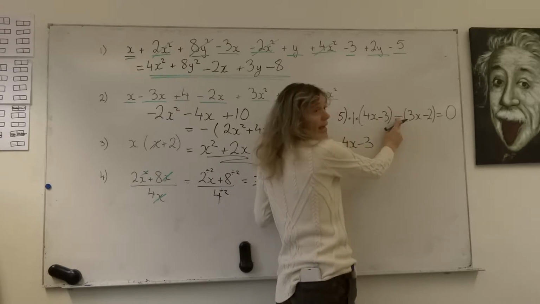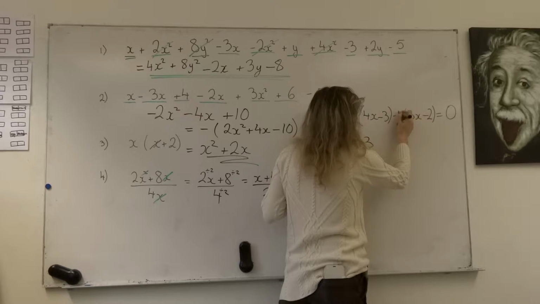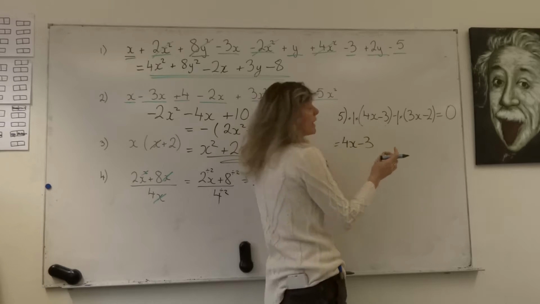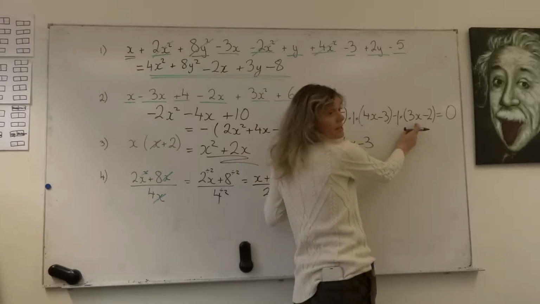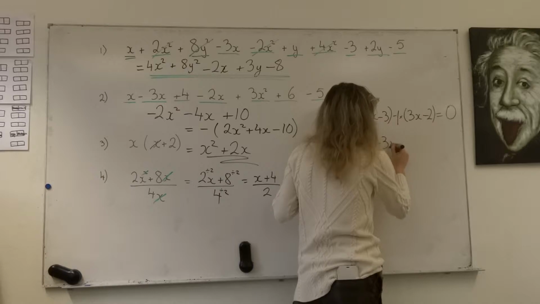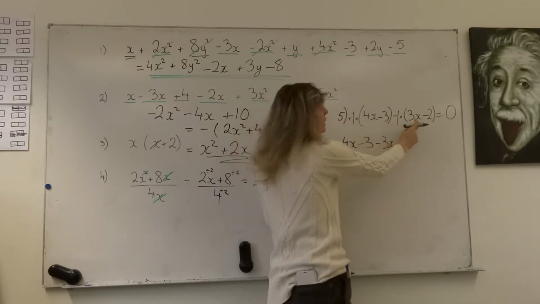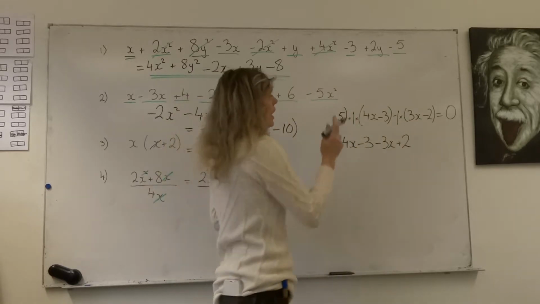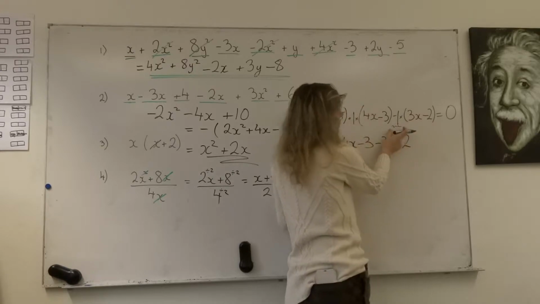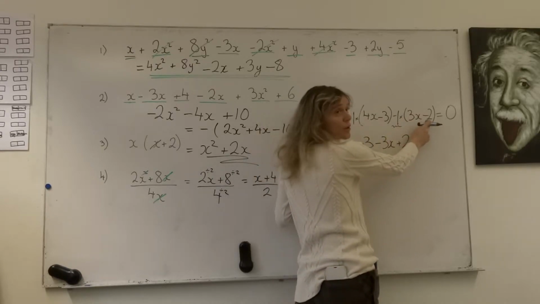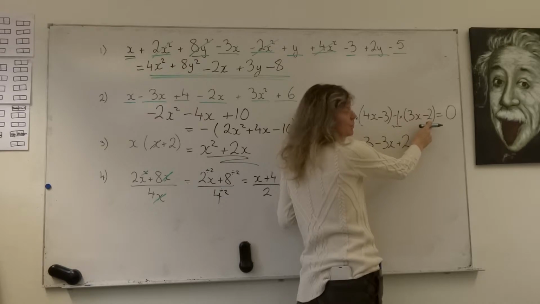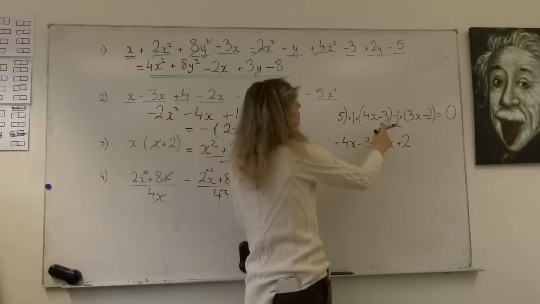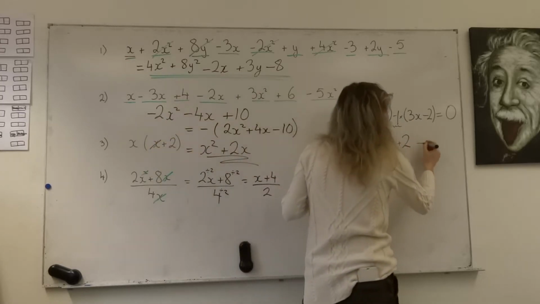So 4x minus 3 minus what? The minus sign, you have to think of it as being minus 1. And we know that when there's a number outside the bracket, we multiply everything inside the bracket. So minus 1 times 3x would give us minus 3x. Minus 1 times minus 2 would give us plus 2. Very important here to remember that the minus in front of the bracket also affects the 2, the second term. So you get minus 1 times minus 2. Minus times a minus is a plus, so we get plus 2. And we know that that equals 0.